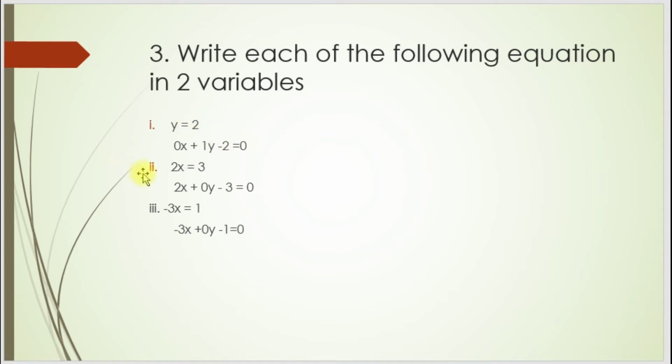Then, second question, 2x is equal to 3. Here, the y term is absent. So, you can write it as 2x plus 0y, bringing this constant to this side, minus 3 is equal to 0. Then, minus 3x is equal to 1. Here also, the y term is absent. So, you can write it as minus 3x plus 0y minus 1 is equal to 0.